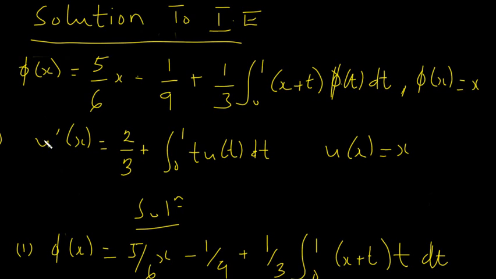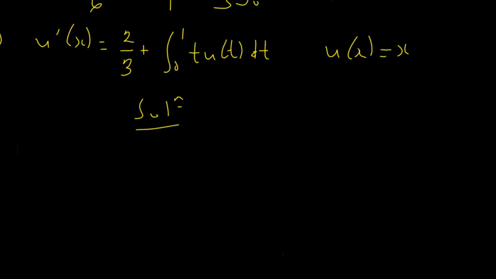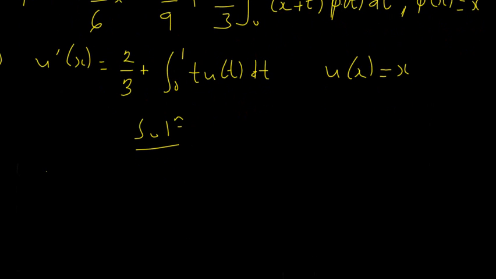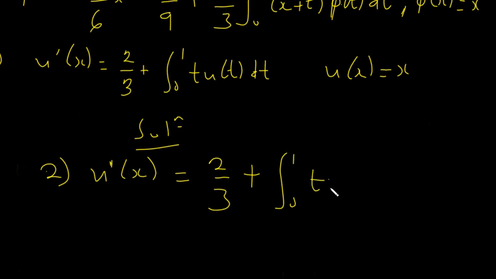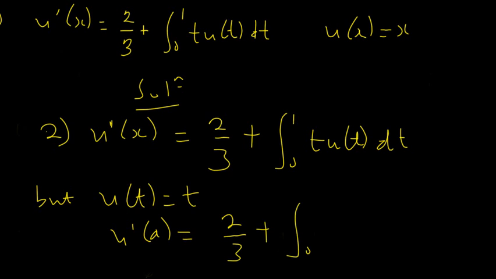Okay, so you can pause the video and try to solve the second one as well. All right. So with the second one, we have u prime of x being equal to 2 on 3 plus integral 0 to 1 of t u of t dt. But we are given u of x to be equal to x, right? So it means u of t should be equal to t, so we put that over here. So we have u prime of x being equal to 2 on 3 plus integral 0 to 1, then we have t times t dt.